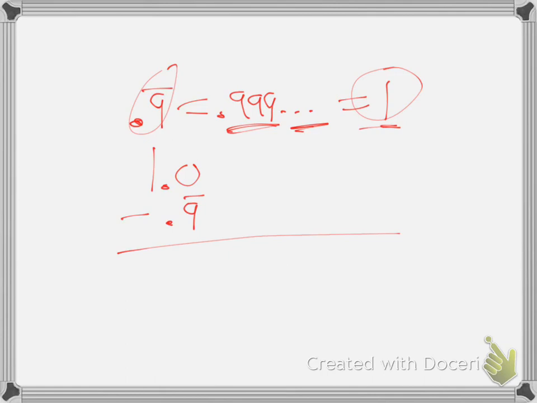Now, how can you subtract? The 9s go forever. How can you even subtract? Right, they go forever, so you can't. So just do 1 of the 9s. 1.0 minus just 1 of the 9s would be 0.1, right? That would be the difference.